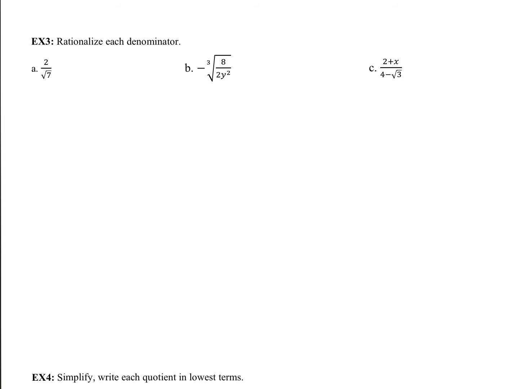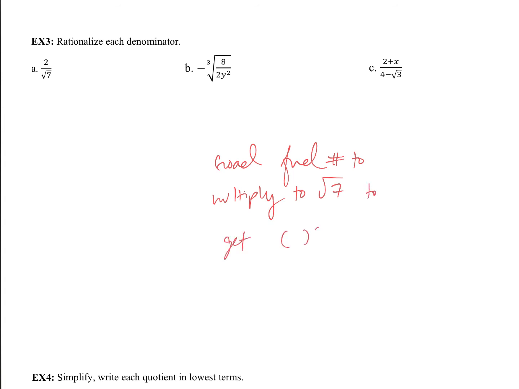So the first one is the binomial. How do we do this? Well, our goal is to find a number to multiply 2 root 7 by to get a perfect square inside of that root. Why do I care about that? Well, remember, if we have a square and a square root, they can cancel. And then in the bottom, we would no longer have a radical. And remember, that's my goal. I want to get rid of the radical.